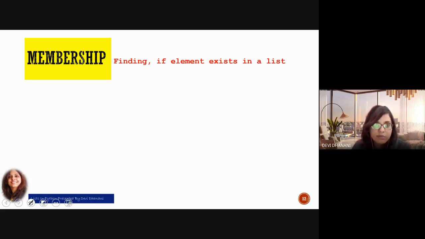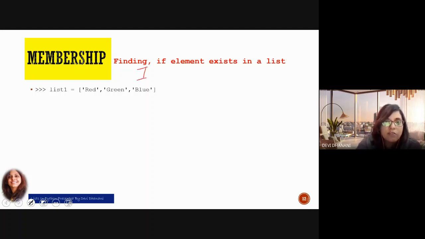Moving on to the next one, the membership operator. Let's see what membership operators have in store. If at all we wish to find if an element exists in a list or not, whether it is a member of that list or not, for that we have been given two operators. One is the in and the other one is the not in operator. So here we have the in operator.